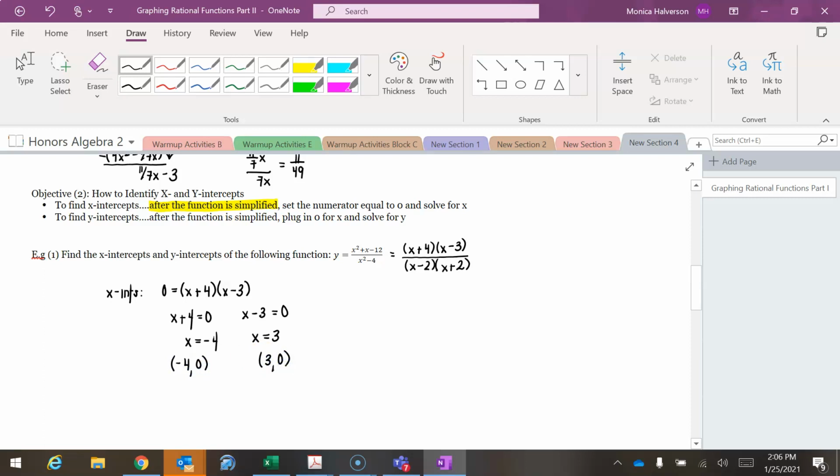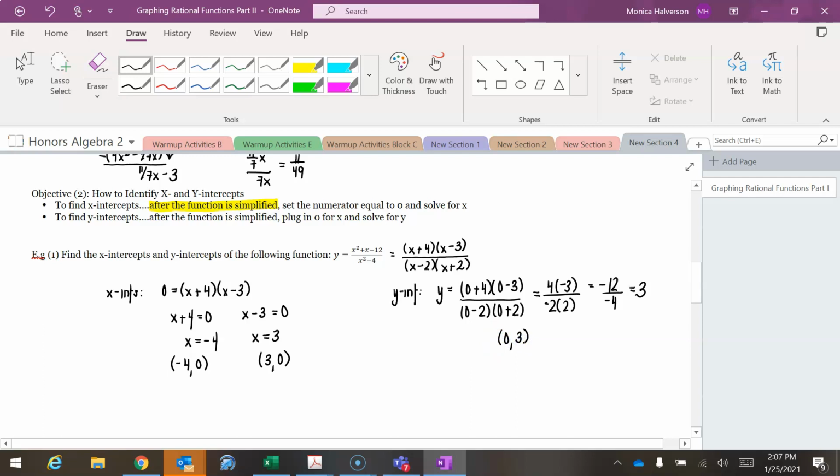Okay? Now to find the y-intercept, all right, we plug in 0 for x. So 0 plus 4 times 0 minus 3 all over 0 minus 2 times 0 plus 2. So we get 4 times -3 all over -2 times 2. So -12 over -4 equals 3. And so our y-intercept will be 0, 3.